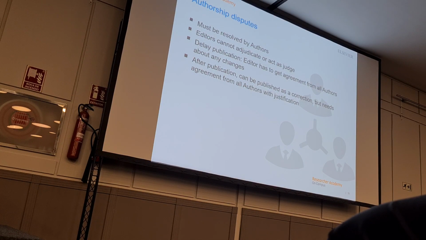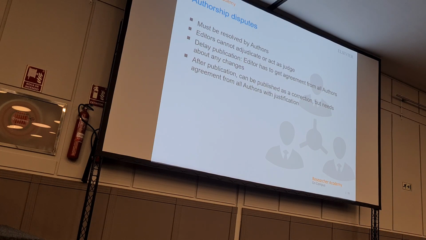If there are any author corrections that need to be made after the paper has been published, this can only be done as a correction to the record, as a corrigendum, and only if all authors agree to it. So we need to have written confirmation from all authors that there needs to be a change to the authorship, and the editors need to agree to that as well. So it can be quite messy. And we also need to know why the change is necessary.